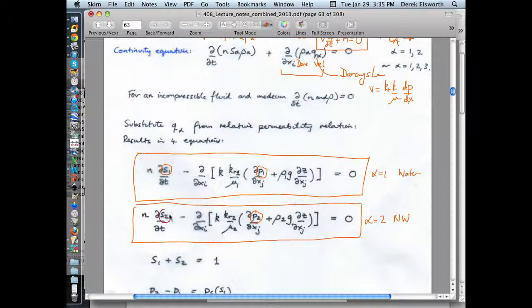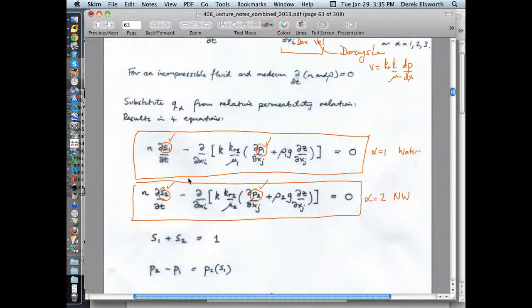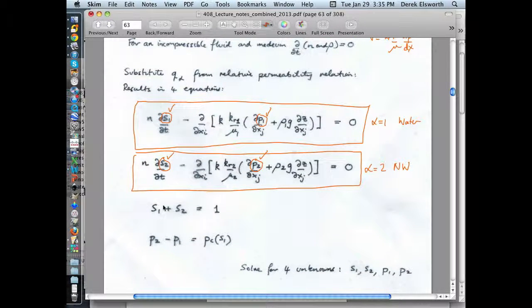You have a pressure in the water, you have a pressure in the oil, you have a saturation of the water, and you have a saturation of the oil. And so you have two equations you want to solve, but you have 4 unknowns, so you have to figure out what to do. For 4 unknowns, you need 4 equations, so you need to get 2 other equations. One is that you know that when you add the saturations together, they have to add to 1.